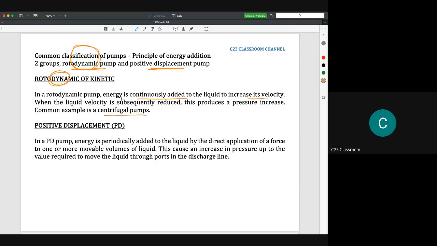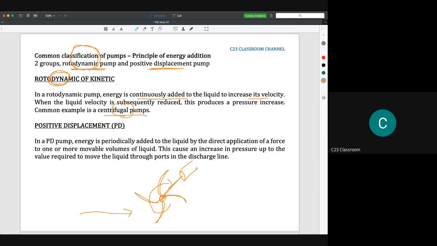So that means the energy is continuously added to the liquid. That's why, if we look at centrifugal pumps here, we have blades like that. The blades will rotate at a certain speed. Water will enter the casing, and the kinetic energy comes from the blade, because the blade is rotated by a motor.